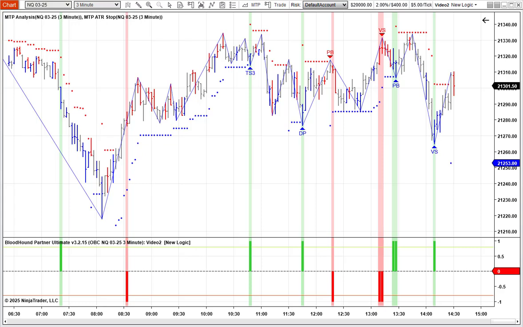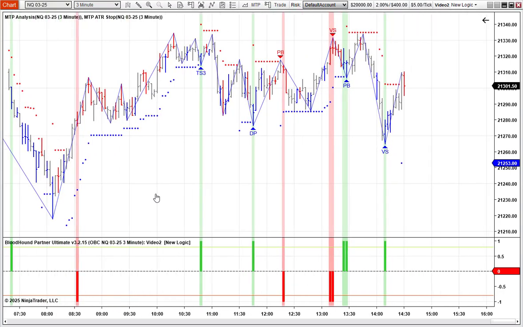In this help video, I'd like to look at the situation that can occur when you're looking at the Bloodhound signals, for example here, where there's no MTPredictor signal on the chart. So let's have a look at a bit later in the chart. You can see that our MTPredictor signals here line up nicely with the Bloodhound signals.